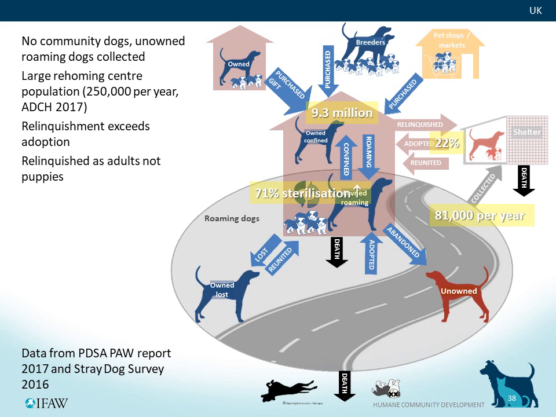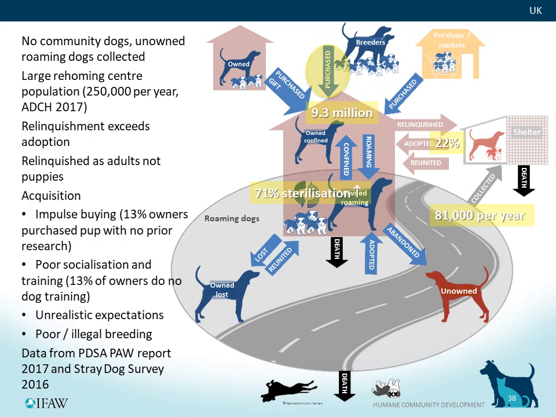Now, we know that dogs in the UK are normally relinquished to rehoming centres as adults, not as puppies. We have a 71% sterilisation of owned dogs in the UK, and that percentage has been steadily increasing in recent years. So we don't have many unwanted litters, but we do have a significant issue with acquisition.